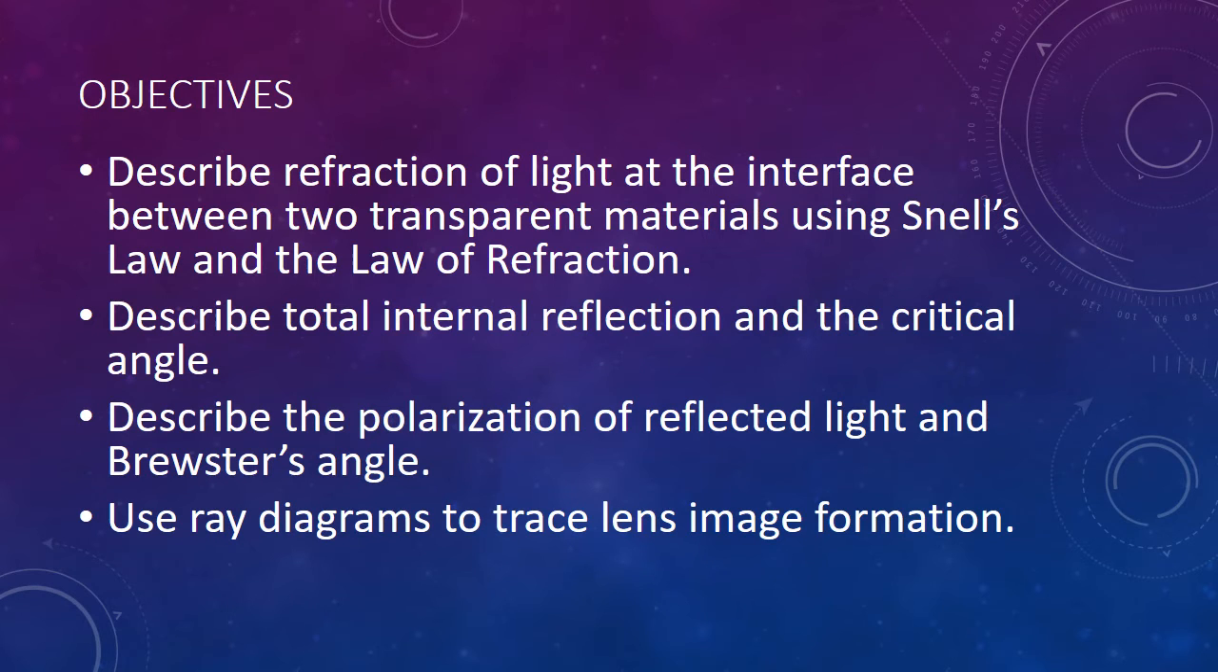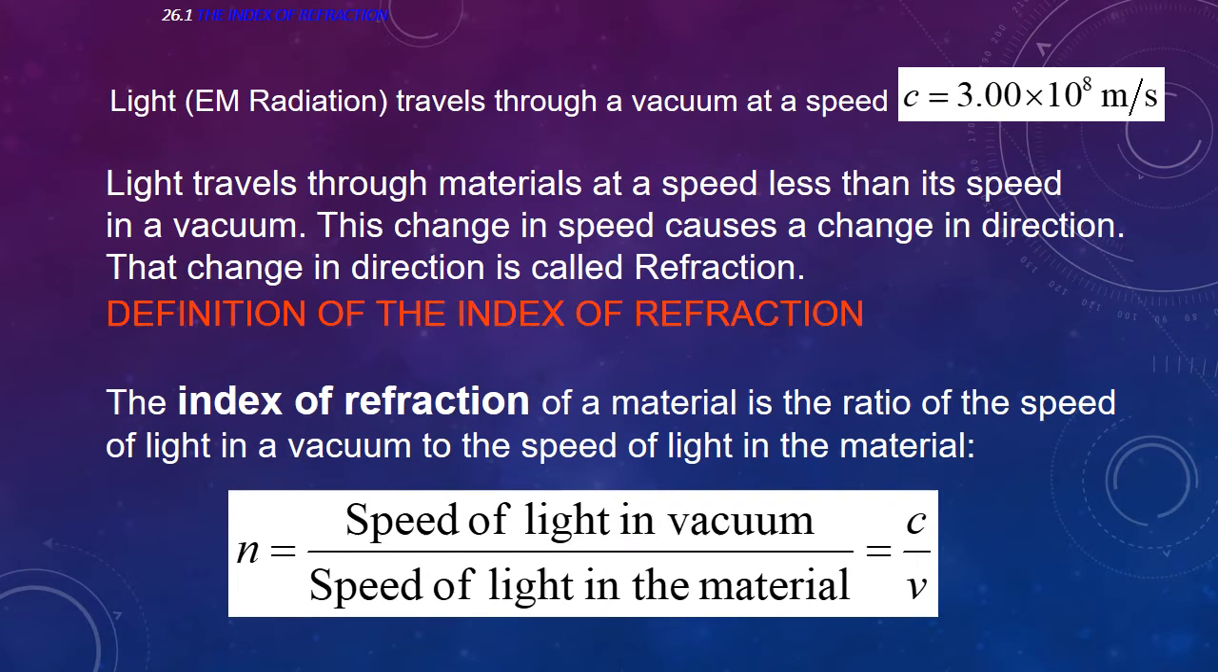For this chapter, we're going to describe refraction, like I said. We're going to talk about total internal reflection, which is when the refraction is so great that no light passes through. And then in the second half, I'll talk about polarization and more ray diagrams, similar to what we did for mirrors. So to start, let's talk about light.